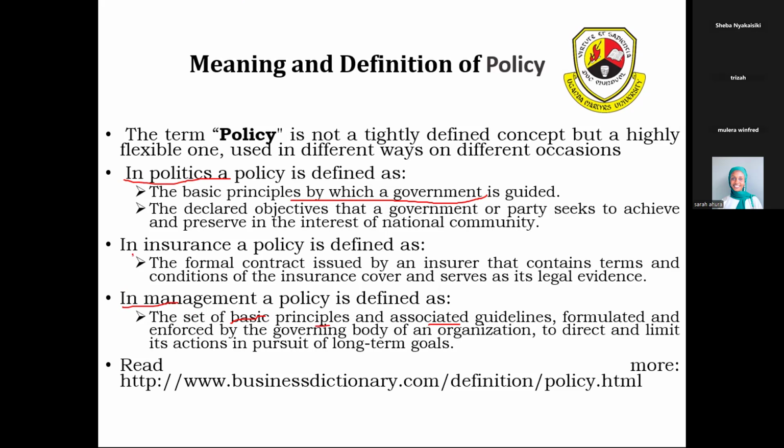This is quite different from insurance. The policy simply contains the terms and conditions in which the insurer says this is what they will cover for you, and in case of anything, this is what the policy covers, this and this. Basically, it's almost the same thing. It still governs a relationship between you and the insurance company.